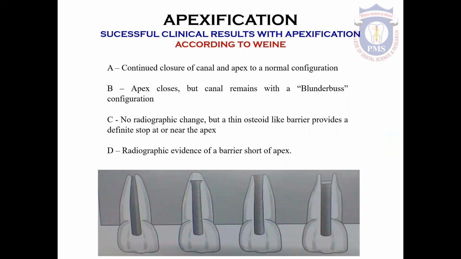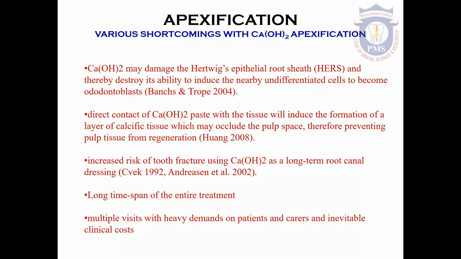Wayne has described 4 types of root end closure following these types of conventional apexification procedure. One is continued closure of the canal and apex to a normal configuration. And second is the apex closes but canal remains with a blunderbuss configuration. And third, no radiographic change, but a thin osteoid-like barrier provides a definite stop at or near the apex. And last one, radiographic evidence of a barrier short of the apex.